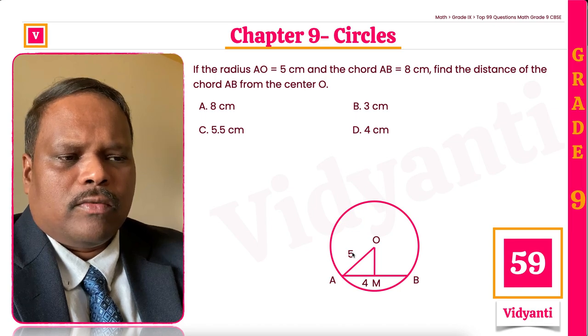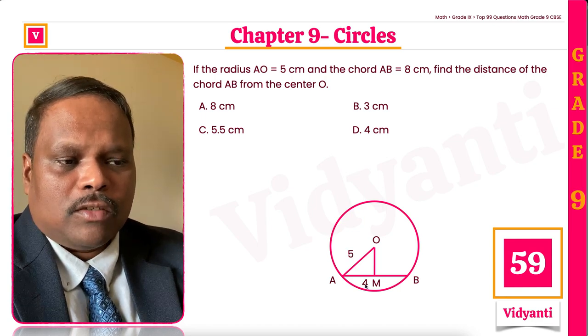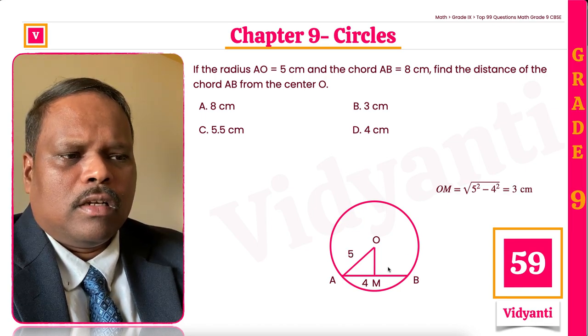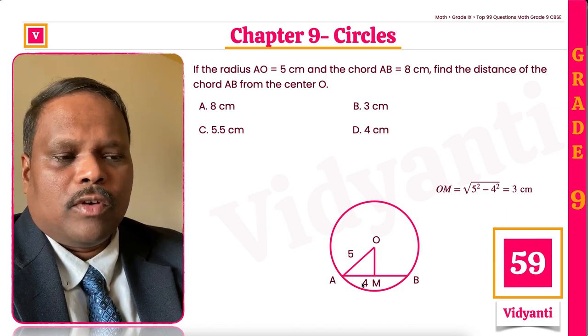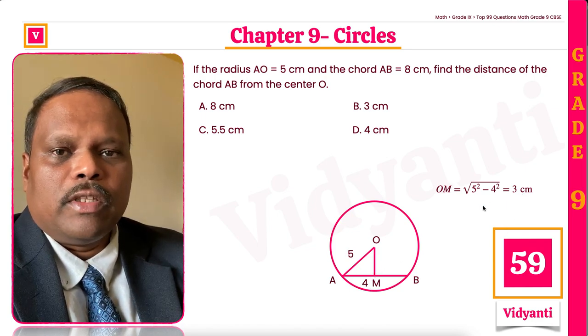Radius has been given as 5. This is half of 8, which is 4. So this is the Pythagoras theorem. The hypotenuse is 5, so 5 square minus 4 square under square root, that's 3 centimeters.